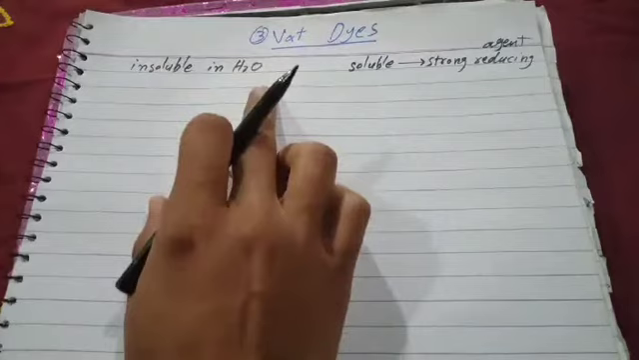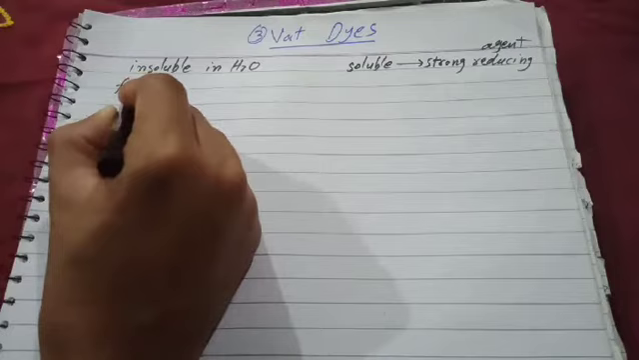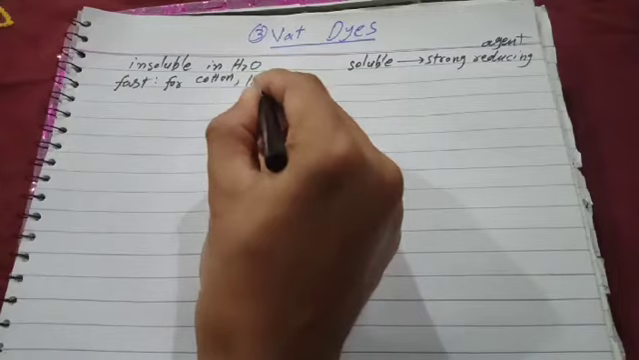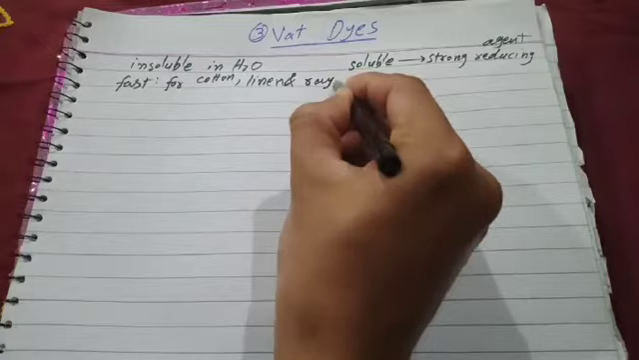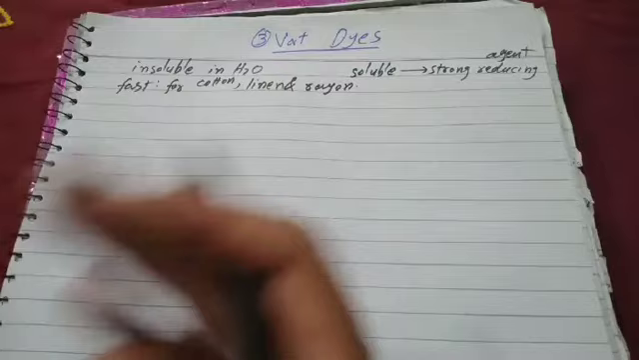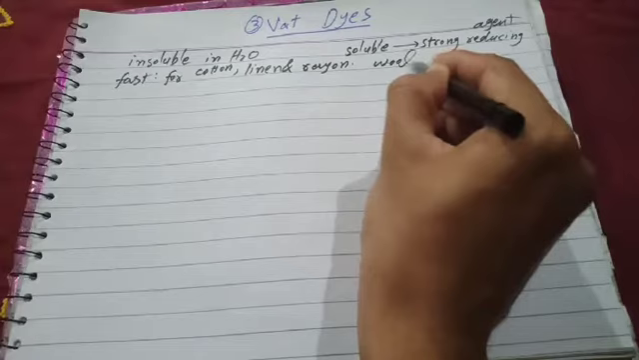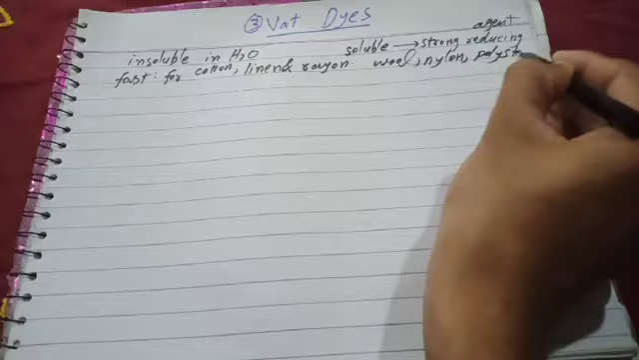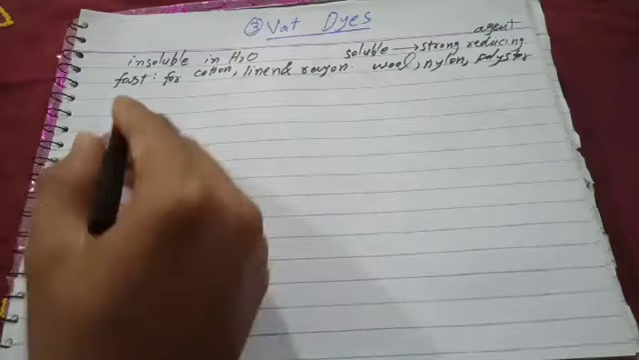They are fast dyes for cotton, linen and rayon. They may also be applied to wool, nylon and polyester. Vat dyes are hot water dyes.